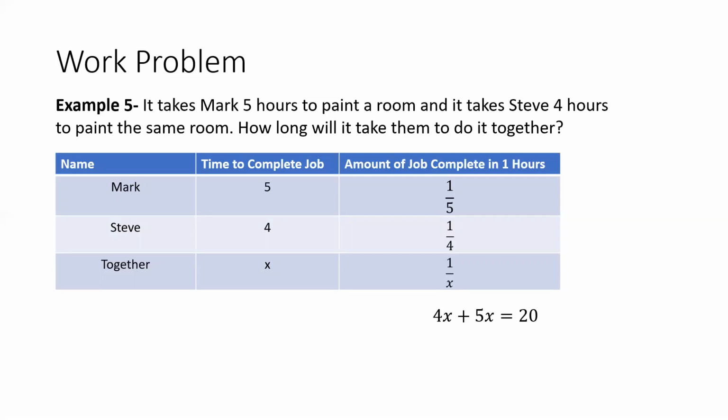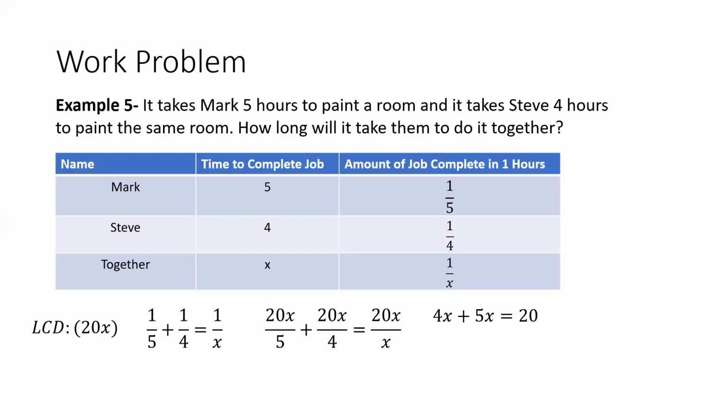Together, we have a variable there, we're going to call it x. After 1 hour, we'll have the total amount of the job completed as well. And when we express it like that, we can set it up as an equation. We find our LCD, which is 20x in this case, and multiply everything by 20x. Then if we go through and cancel, 20x over 5 is 4x, 20x over 4 is 5x, and 20x over x is 20. So I can add the 4x and the 5x together, divide both sides by 9, and I get 20 over 9.